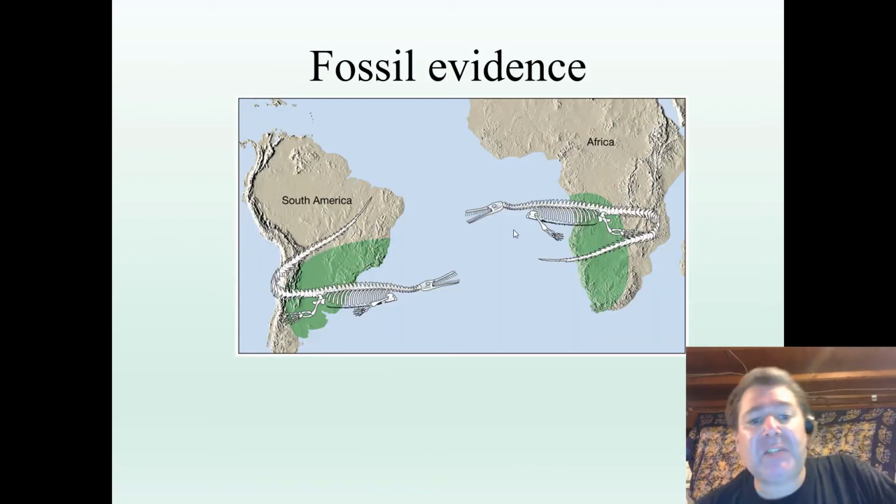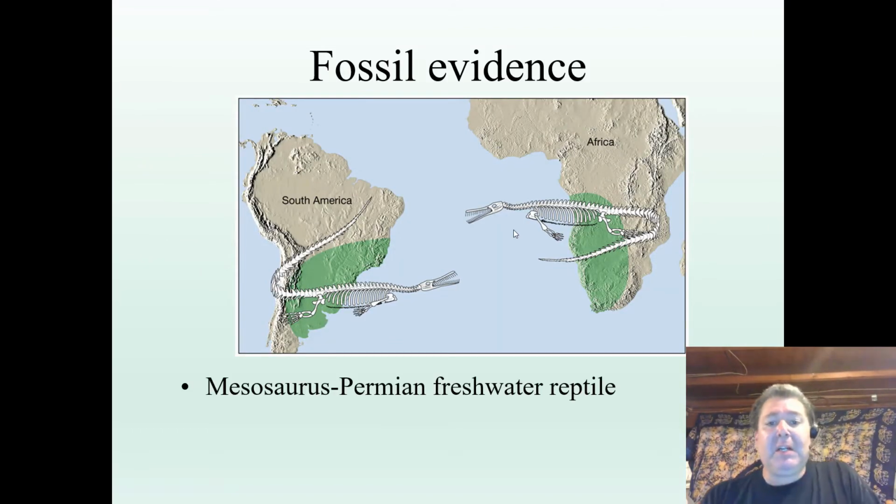He also had a bunch of fossil evidence, these little dude mesosaurs, a Permian freshwater reptile found in South America and Africa. Now, how does a freshwater reptile swim across a saltwater ocean? Well, they couldn't. So this suggests that they were together.